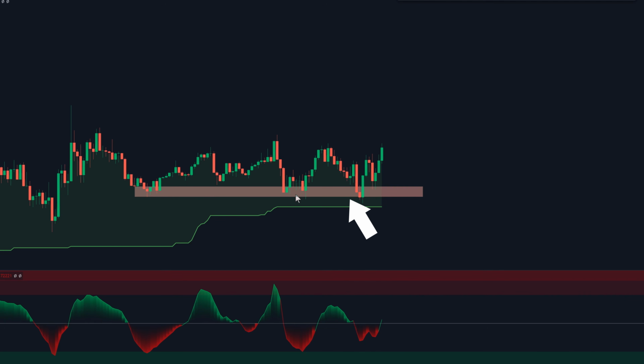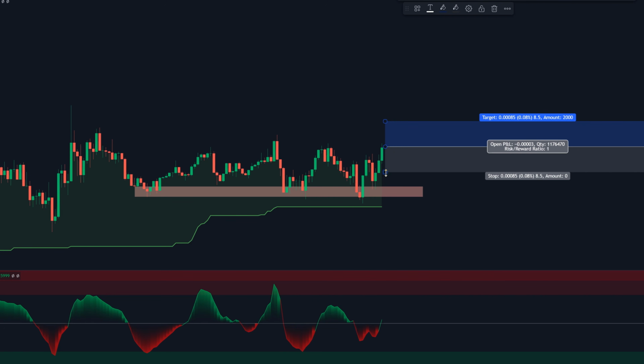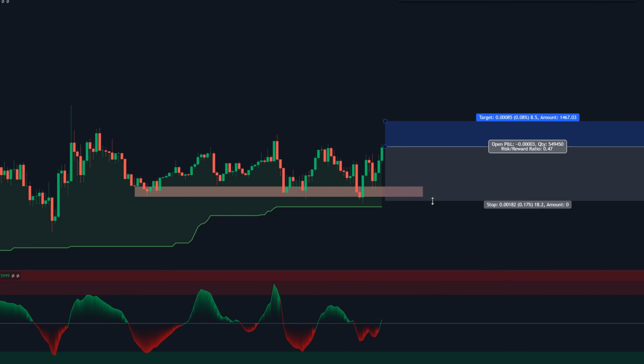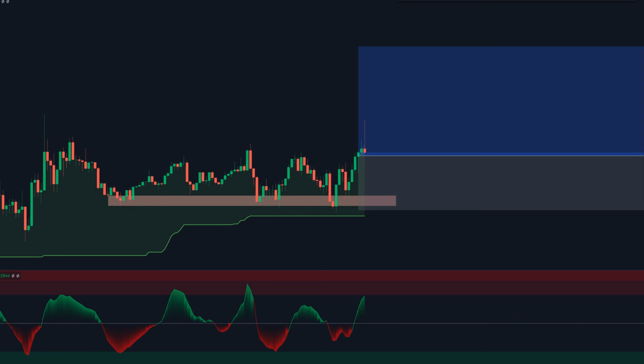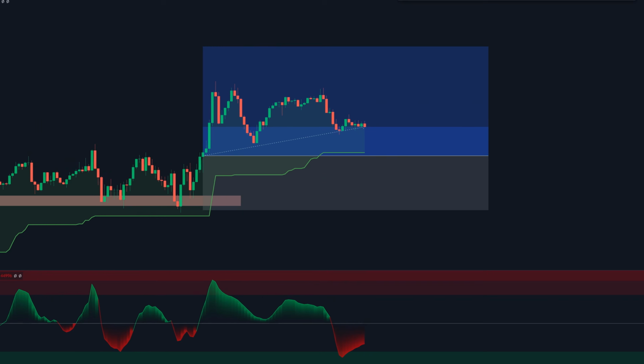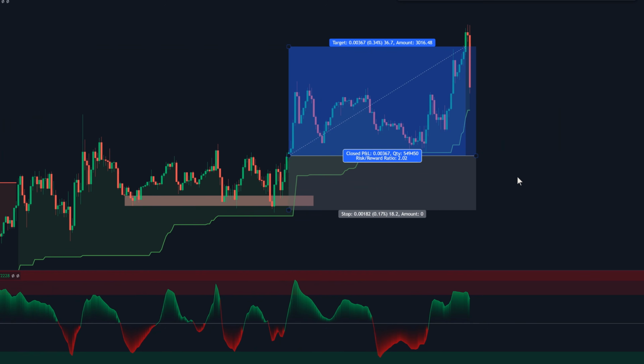The price bounced off of this support level just before the end of the pullback, setting up for a long trade. The stop loss is going to be set right below the support level. For the take profit, we're going to set it at 2 times the risk, letting the trade run, and it hits take profit.